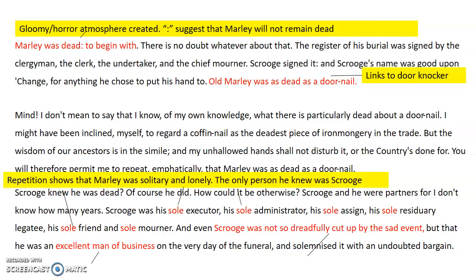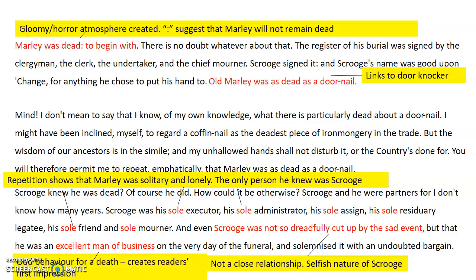Now, the effect of the use of the word "soul" then, this repetition shows that Marley was solitary, he was lonely, the only other person he knew was Scrooge. So it's introducing their relationship at the start of the book, but it shows us that it's not a close relationship. And the fact that Scrooge is not "so dreadfully cut up" shows that he himself is selfish. And the fact that he goes to work as well, "he was an excellent man of business," is very odd behaviour for a death. What Dickens is doing here is influencing our first impression of Scrooge. He doesn't want us to like him, and he wants us to feel sympathy for the people that Scrooge mistreats throughout the plot.